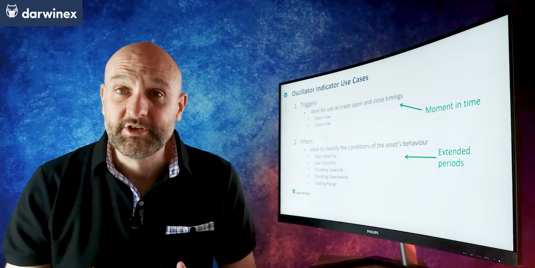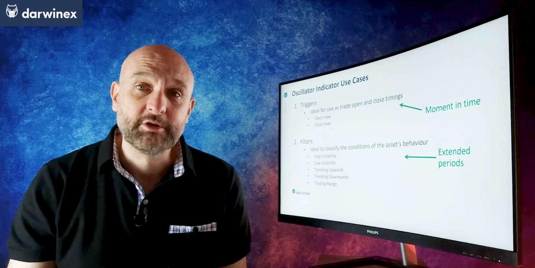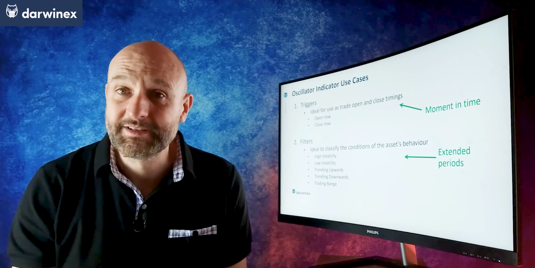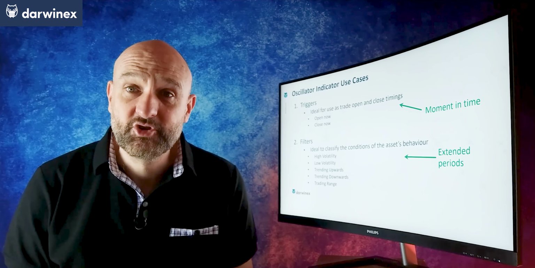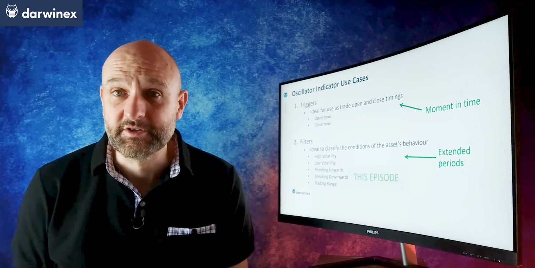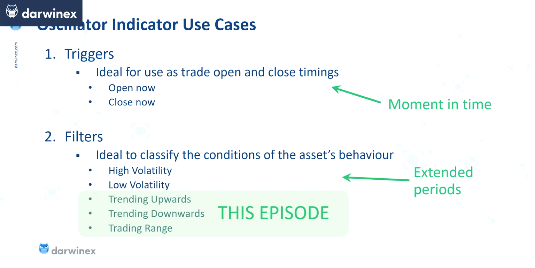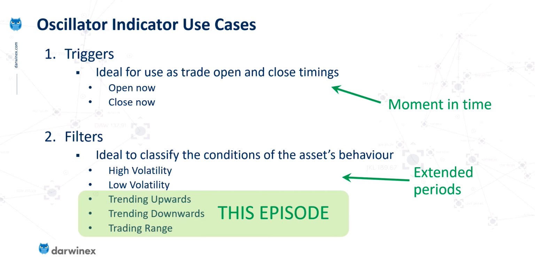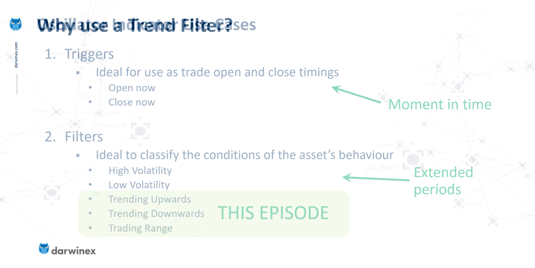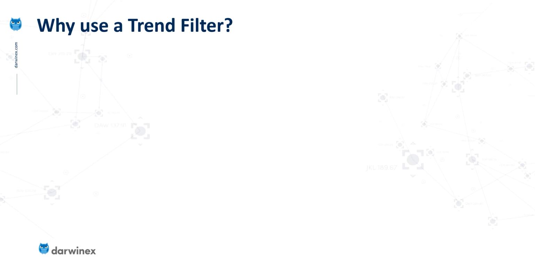So we've looked at how to use them as triggers, and we've also looked at them in terms of volatility filters. But it's the introduction of these trend filters that is going to enable you to see some really great improvements in the performance of your system. So let's now take a look. So first off, why is it that using a trend filter is so beneficial?